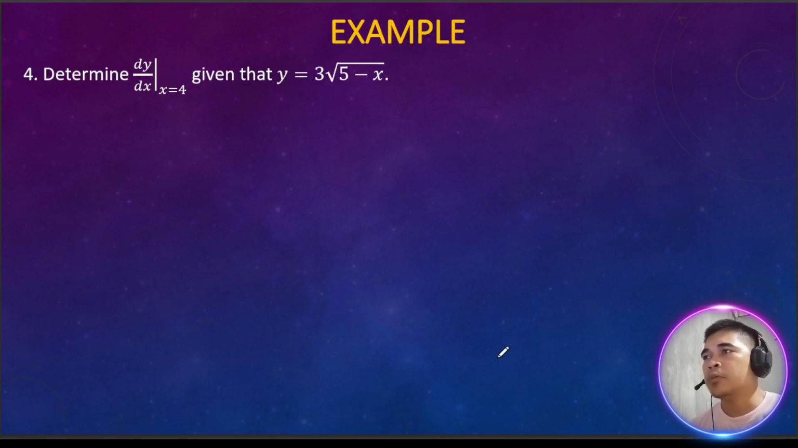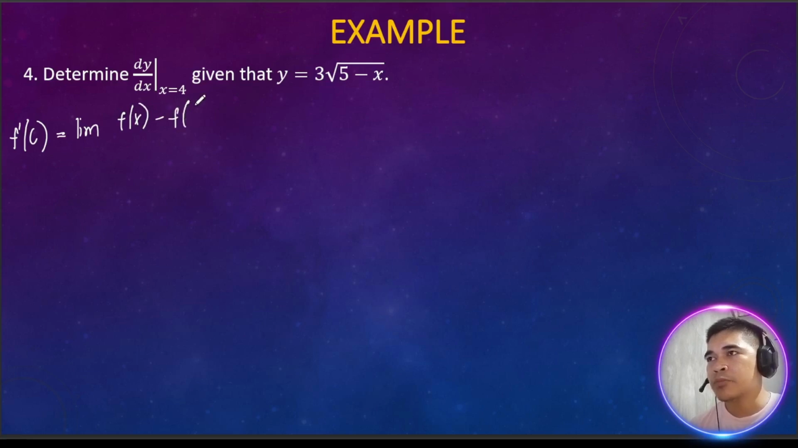Now, we have the fourth example. Determine dy over dx such that x is equal to 4 given that y equals 3 times the square root of 5 minus x. So, now, we may apply our alternative definition. F prime of c is equal to limit f of x minus f of c all over x minus c as our x approaches c. So that is our alternative definition.